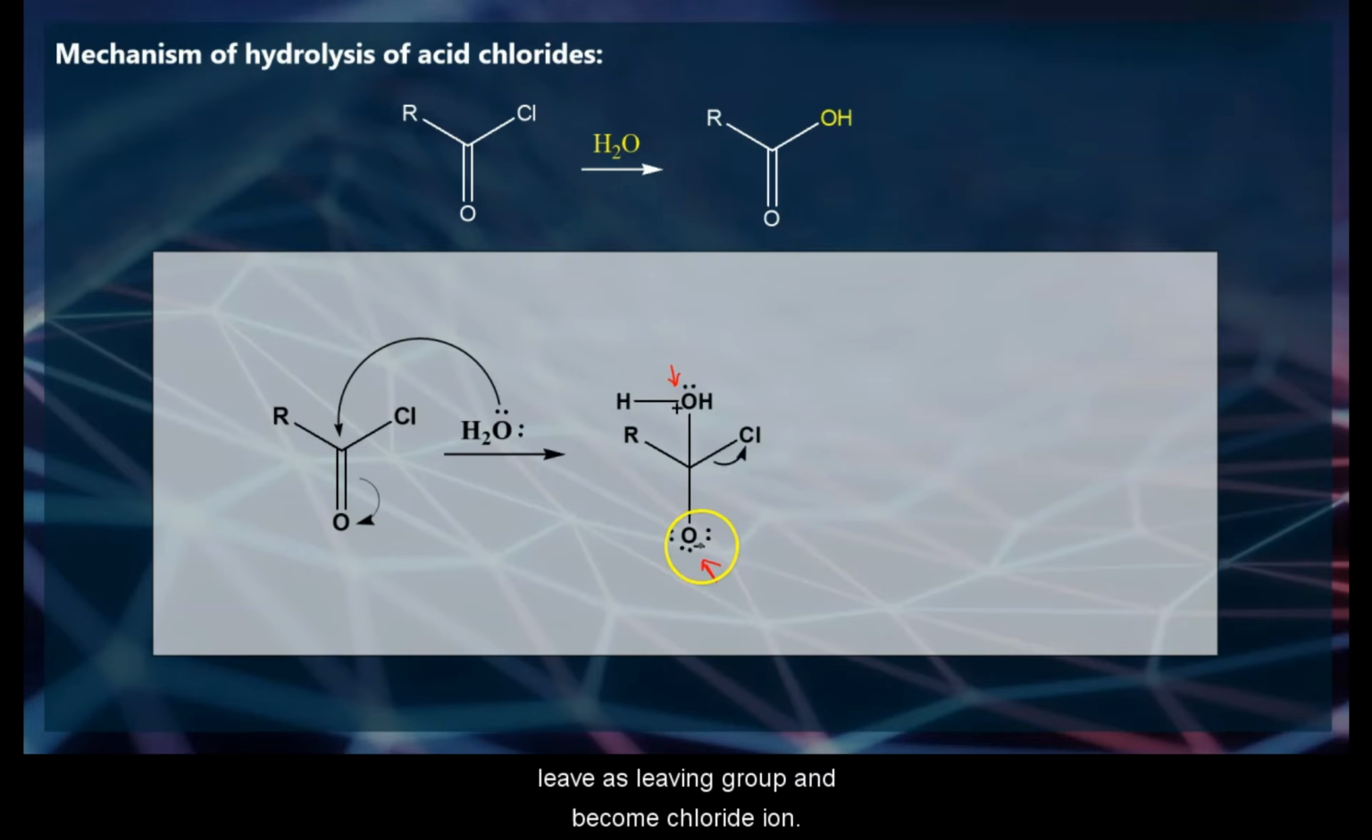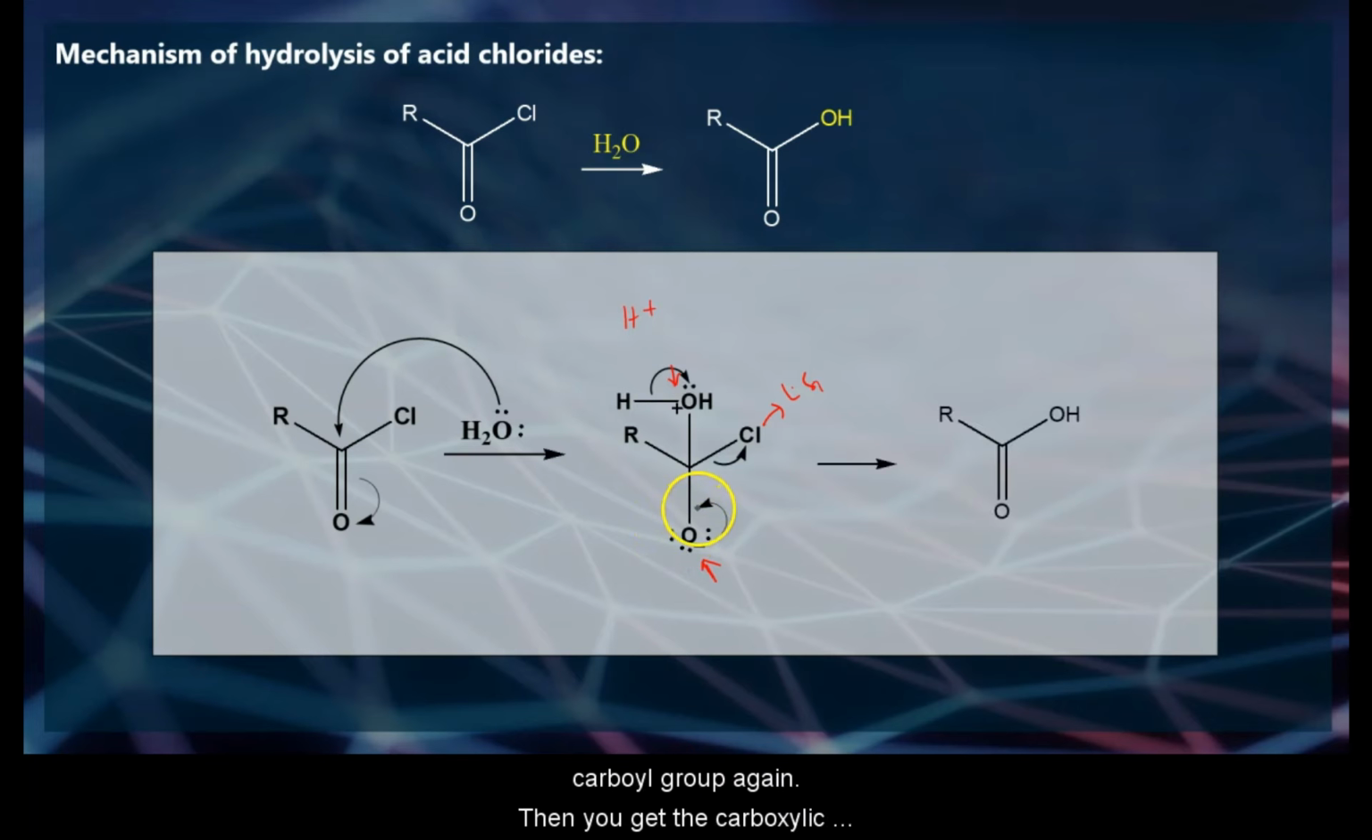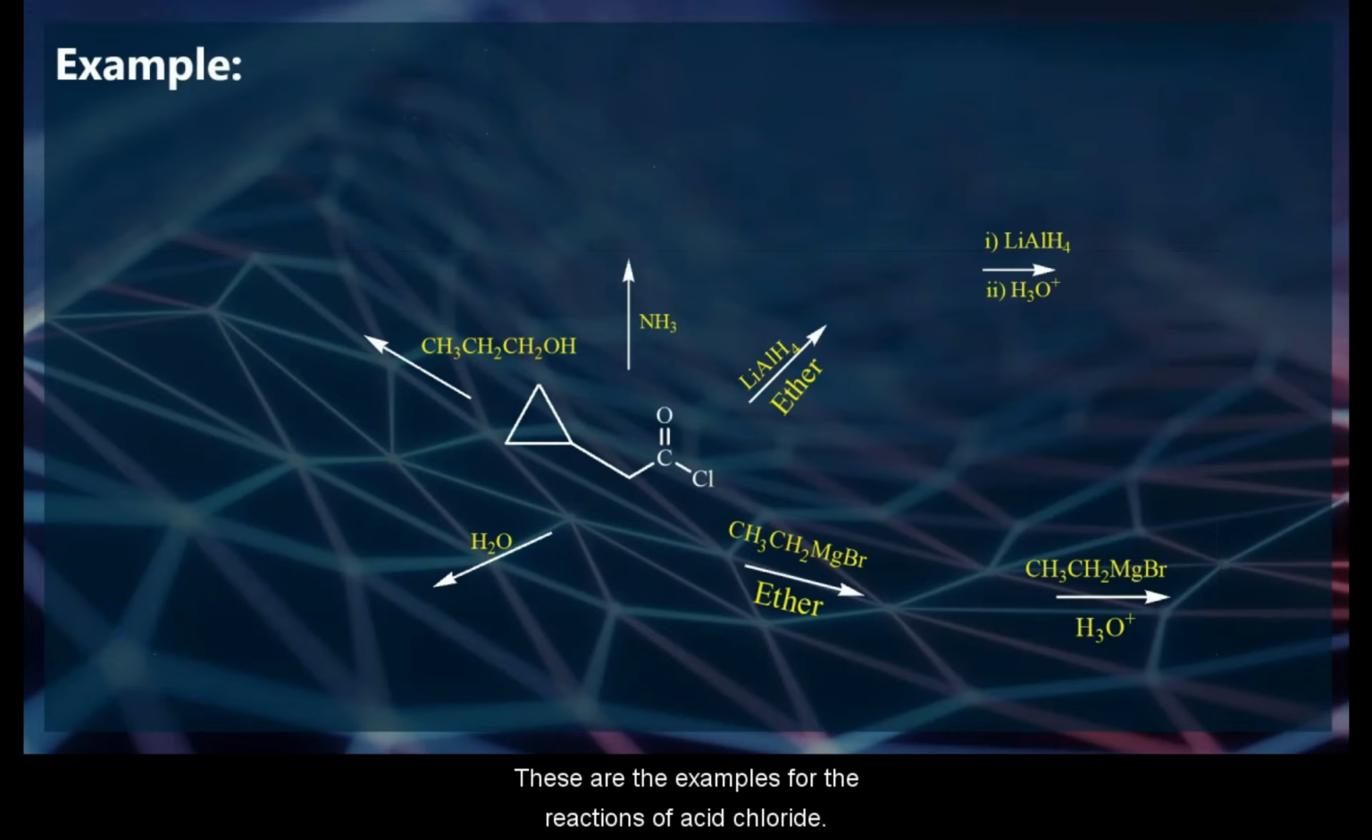Next step is chlorine will leave as leaving group and become chloride ion. At the same time, one hydrogen from the water part is moved off from the compound and becomes hydrogen ion. Meanwhile, the electron pair on oxygen reforms the pi bond between carbon and oxygen and becomes a carbonyl group again. Then you will get the carboxylic acid again. Easy, right? These are the examples of the reaction of acid chloride.